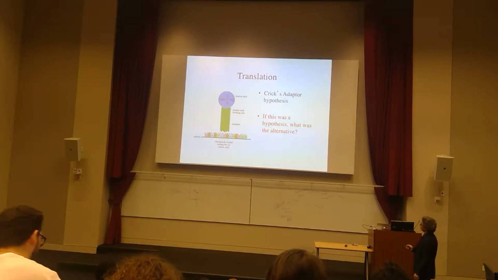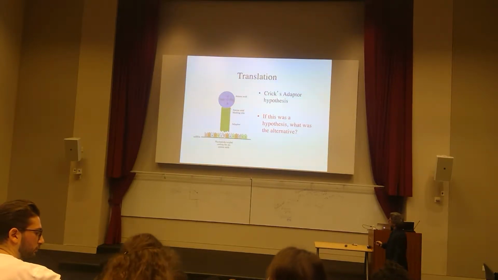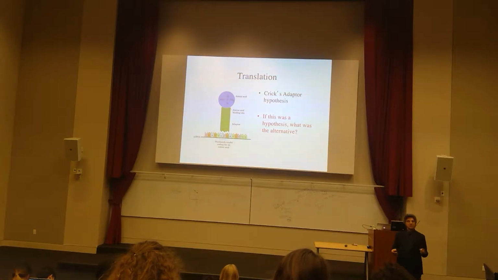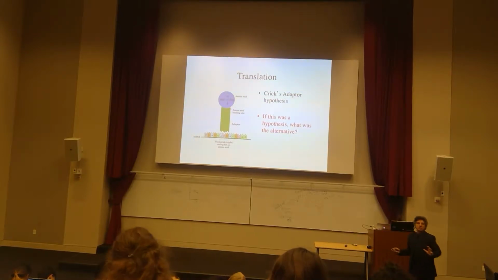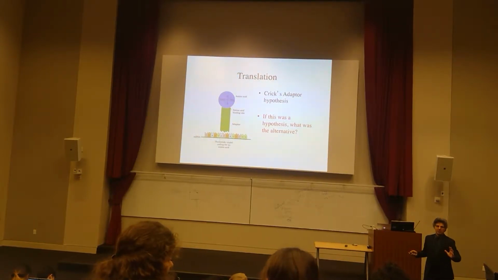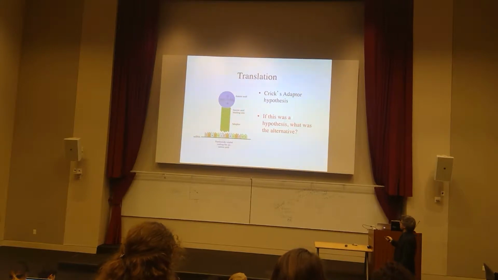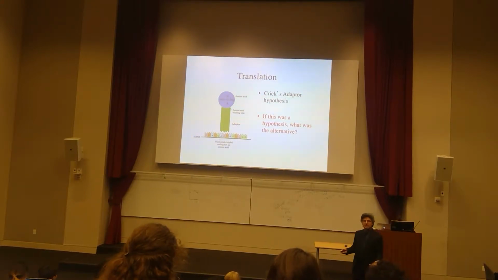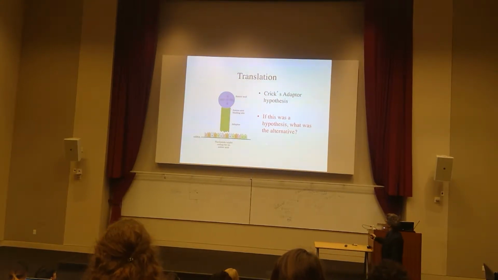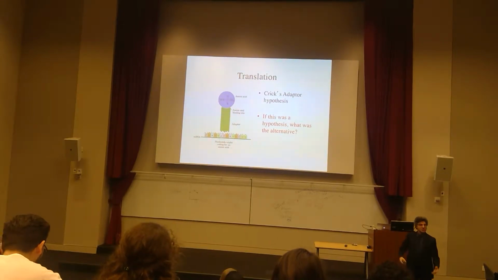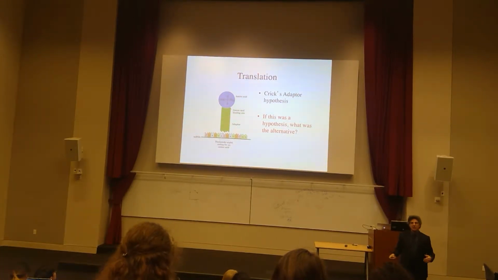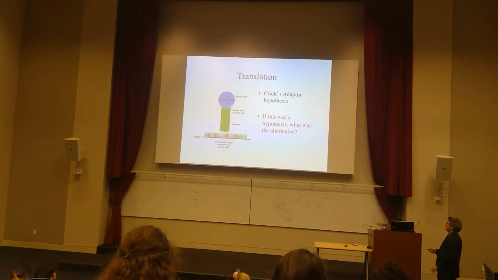So we do need to find a way to read out the nucleotide triplets, 3 letters in the mRNA sequence, and associate that with a particular amino acid. And so this is where Crick's adapter hypothesis came in. And this was a hypothesis. This was not the only way to solve this problem.